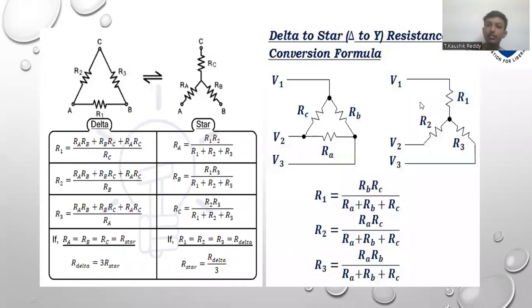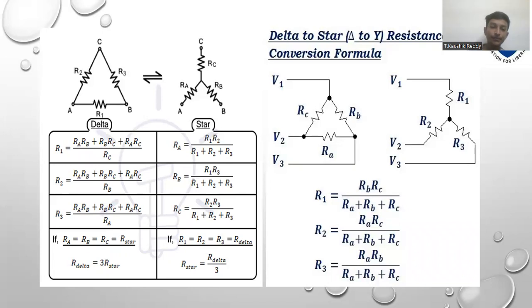So, the delta-star resistance conversion formula. On your left-hand side, we have the formula for delta: R1 is equal to (RA RB + RB RC + RA RC) by RC, where RA, RB, RC are the resistances of A, B, C. R2 is equal to (RA RB + RB RC + RA RC) into resistance of C by resistance of B.